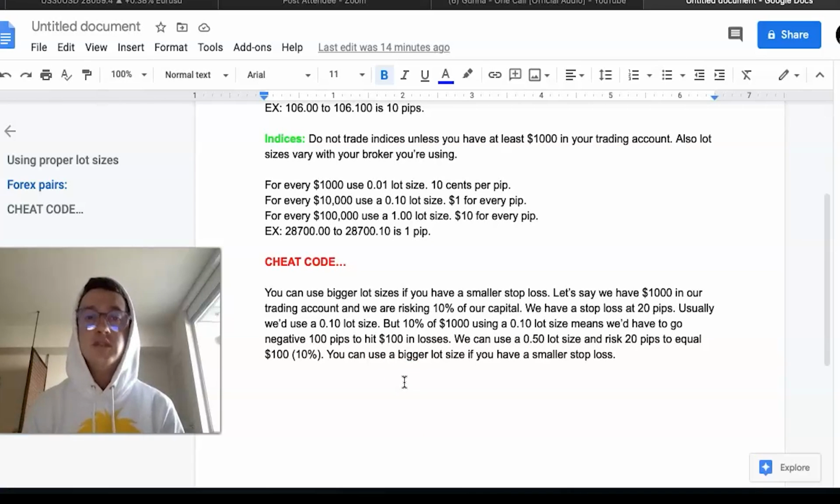Make sure you guys are taking notes. Like this is very, very vital. If you can't take notes, just take a screenshot on your phone, something like that.